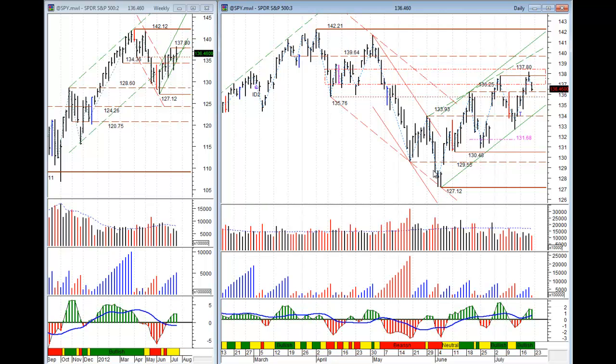Basically, this down move on the daily chart here is just this down move on the weekly chart, and the up move is this up move on the daily chart here and on the weekly chart. So let's take a look at the weekly chart first.